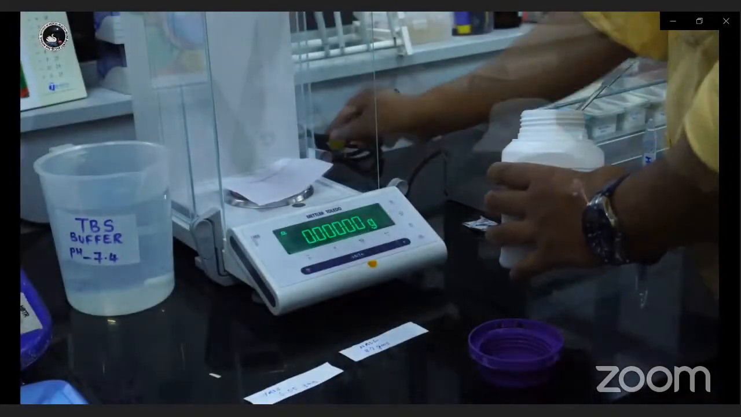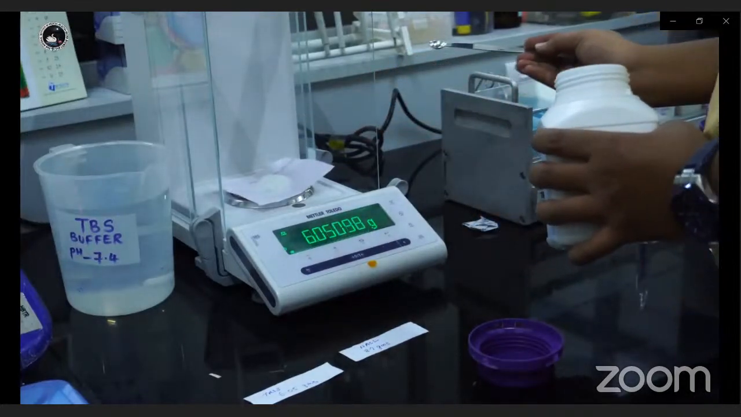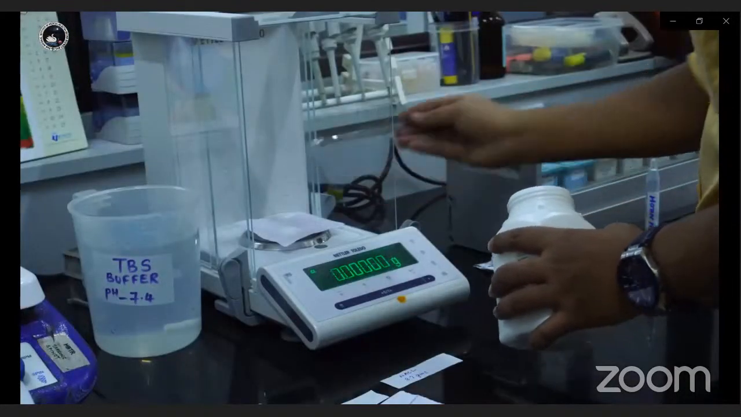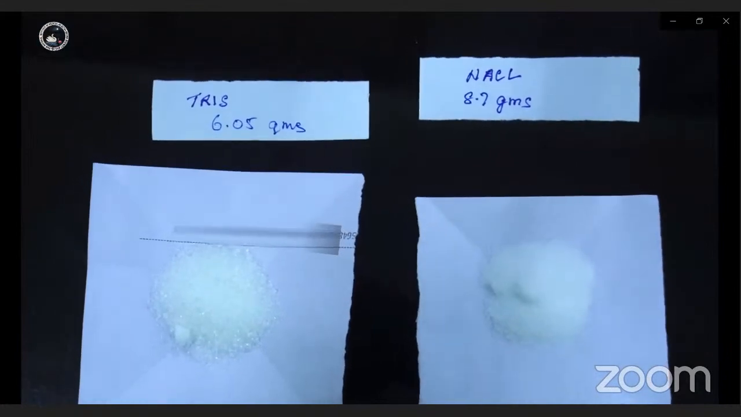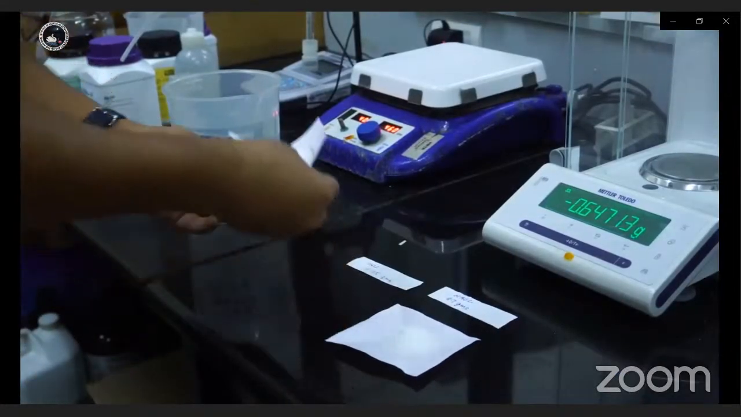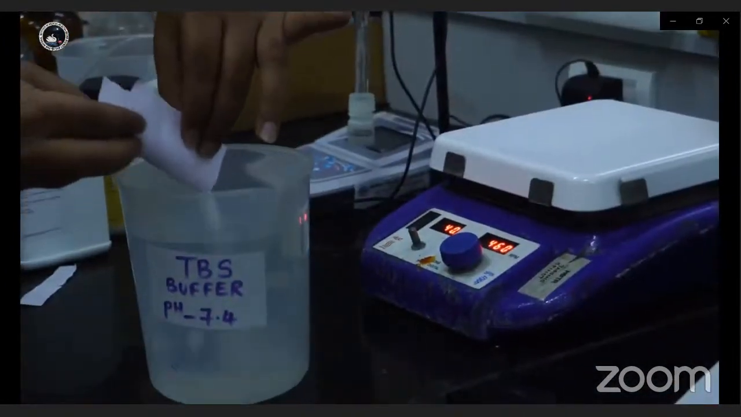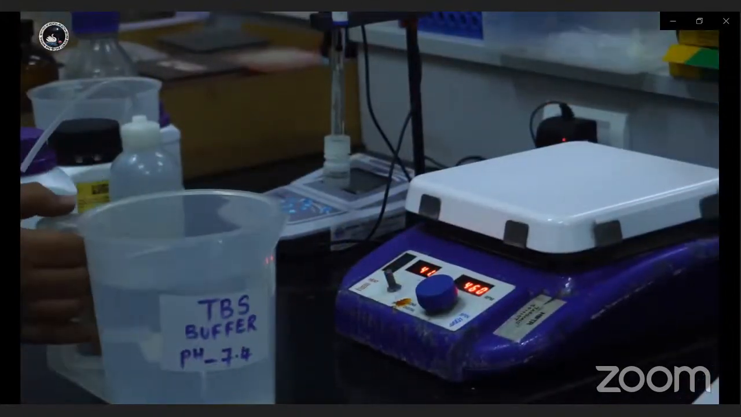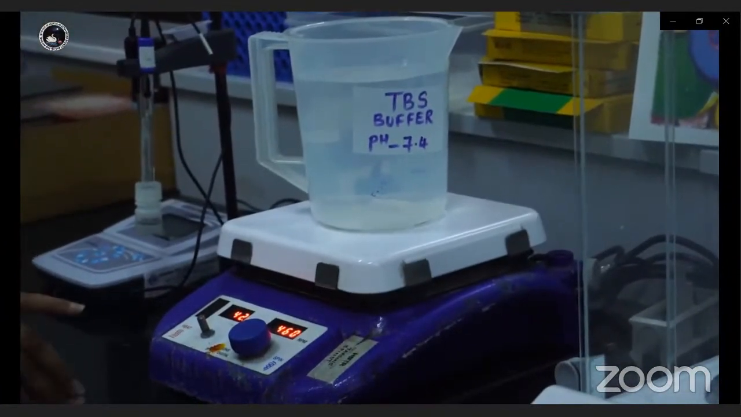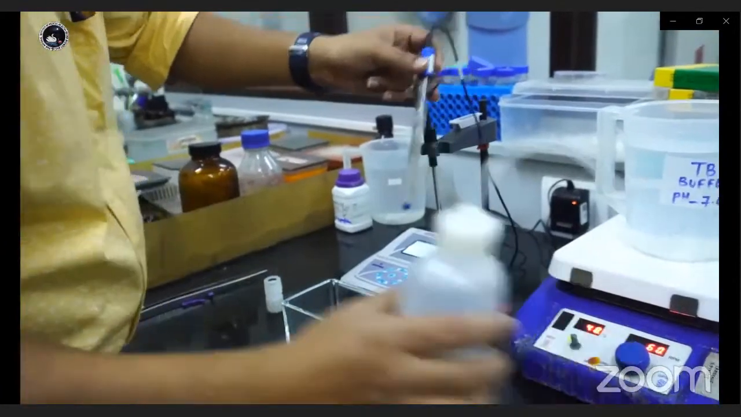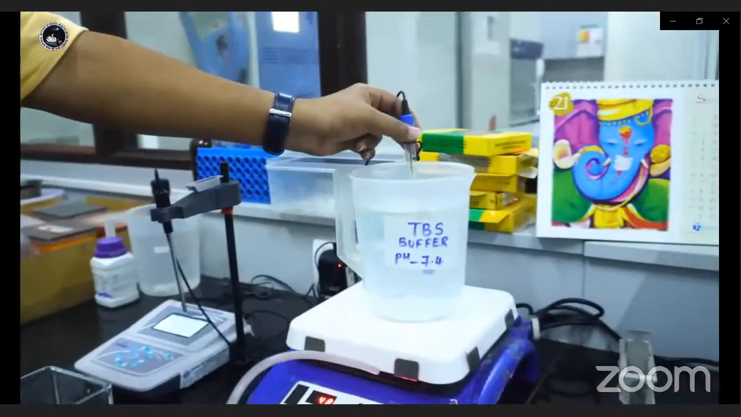The first step is preparation of tris buffer. To make tris buffer, weigh 6.05 gram of tris base and 8.7 gram of sodium chloride. Add both to 1 liter of distilled water. Place on the magnetic stirrer for complete mixing for about 30 minutes. Then adjust the pH to 7.4 to 7.6 by using 1 normal HCl.